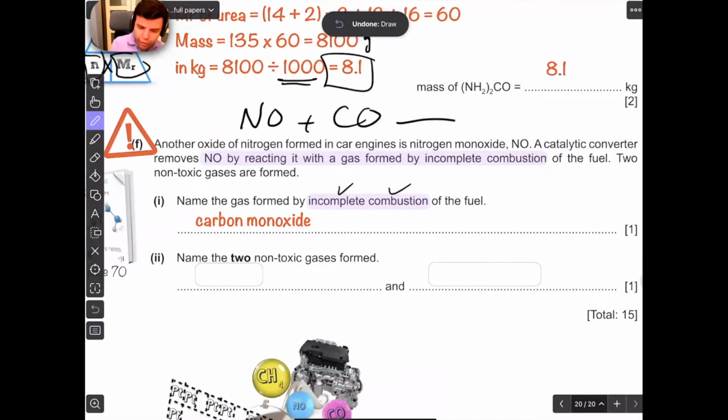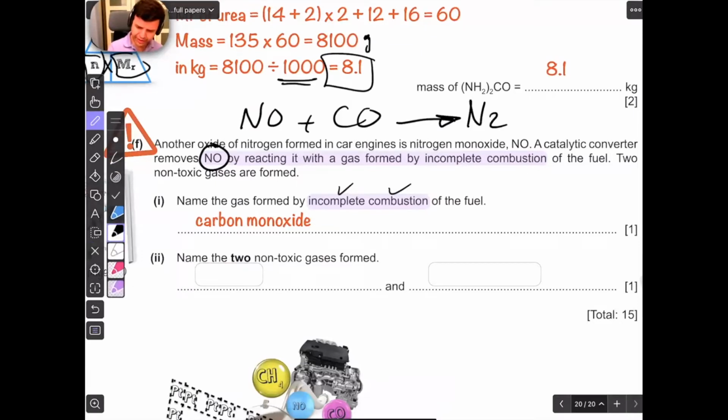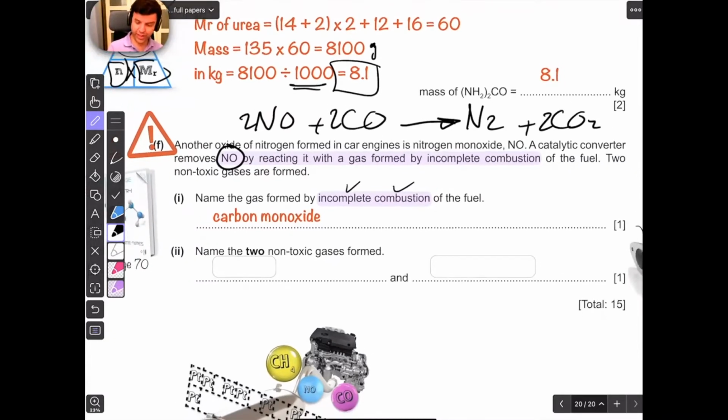What would be those two non-toxic gases that you would get by the reaction of nitrogen monoxide and carbon monoxide? Can you guys tell what would be those gases, Heidi? Nitrogen and carbon dioxide. Very good. So we get products, nitrogen and carbon dioxide, right? So we get 2, 2, and 2. They didn't ask for the equation.